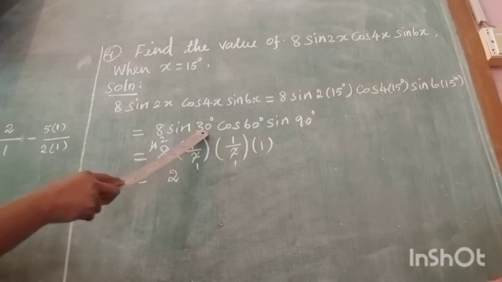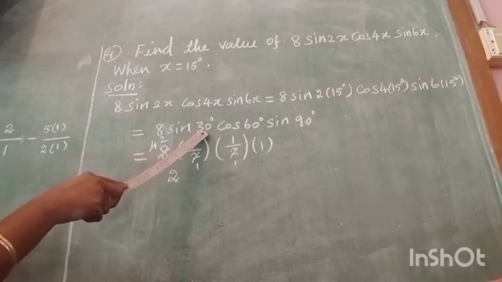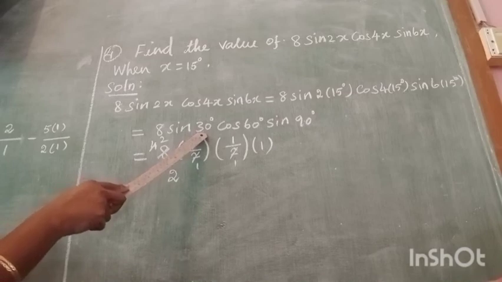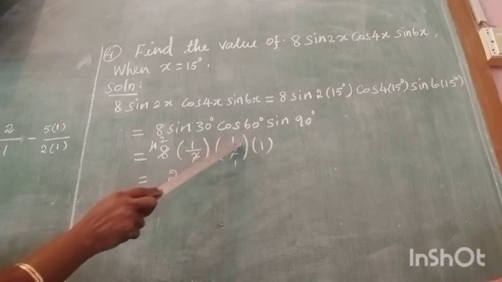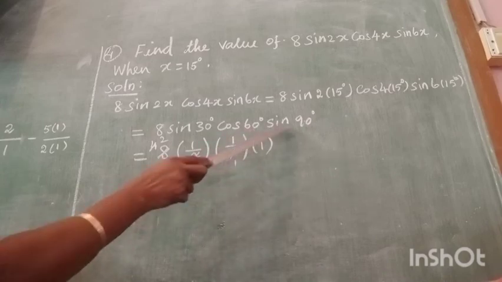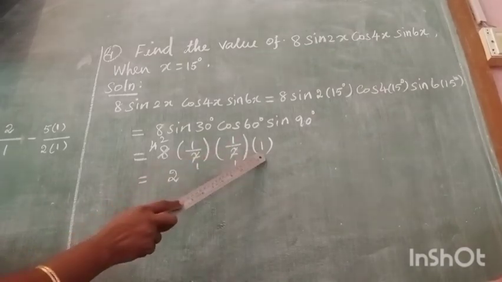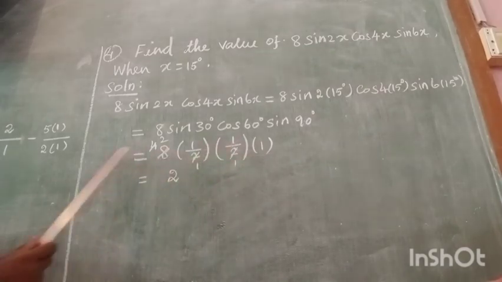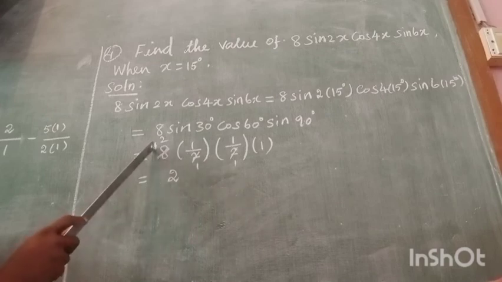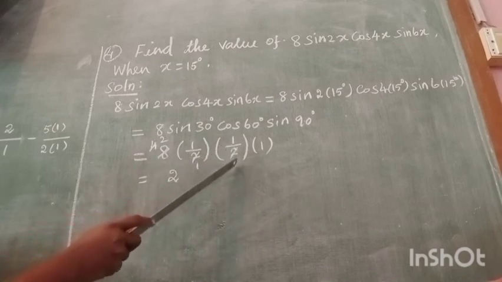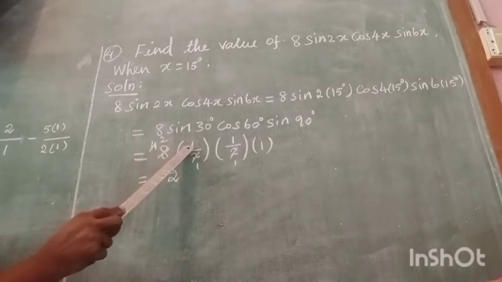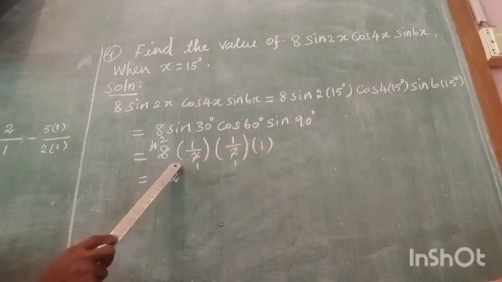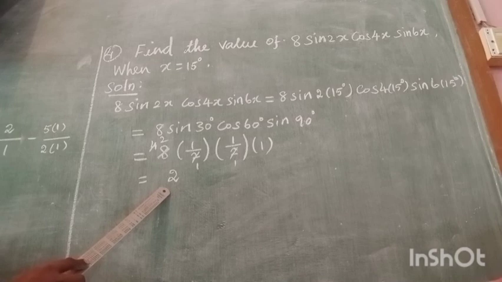Now you have to recall the trigonometric ratio values. What is sin 30 degree? Sin 30 degree is 1 by 2. So 8 into 1 by 2. Cos 60 degree is 1 by 2. Sin 90 degree is 1. For these terms in a product, in a multiplication, cancelling is possible. 2 4s are 8, then 2 2s are 4. After cancelling, what do you have in the numerator? 2 into 1 into 1 into 1. So that is 2. In the denominator we have 1. 2 by 1 is equal to 2. Okay, the answer is 2.